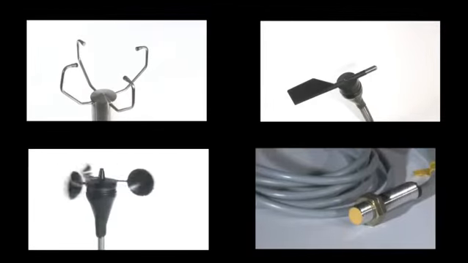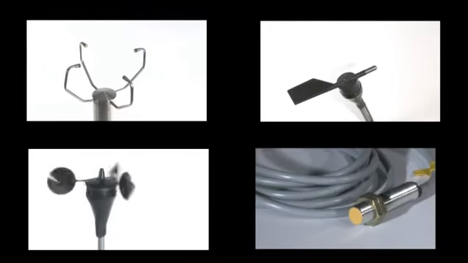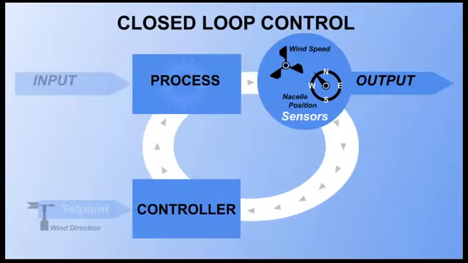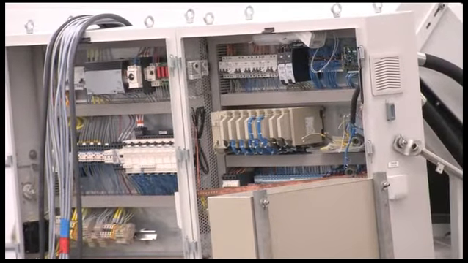A sensor is a device that converts a physical quantity, such as wind speed or direction, into an electrical signal, such as voltage, current, or frequency, that can be understood by the controller. Information from the sensors is called feedback. Feedback is used by the controller to make decisions and take action to keep the wind turbine system operating. Controllers follow programmed instructions to keep the turbine running smoothly.